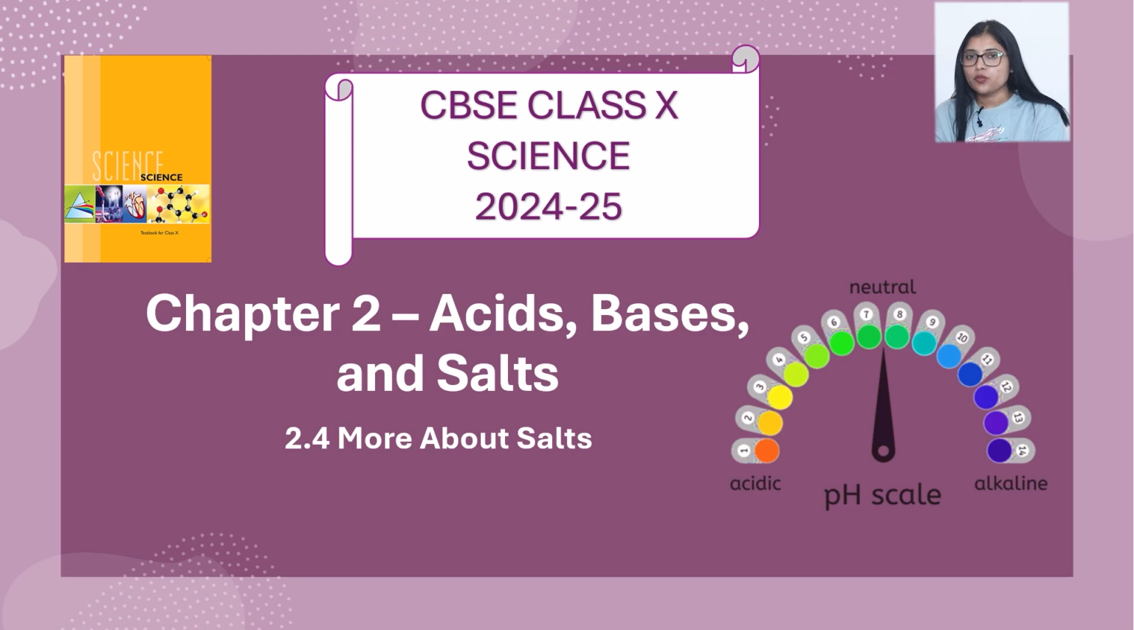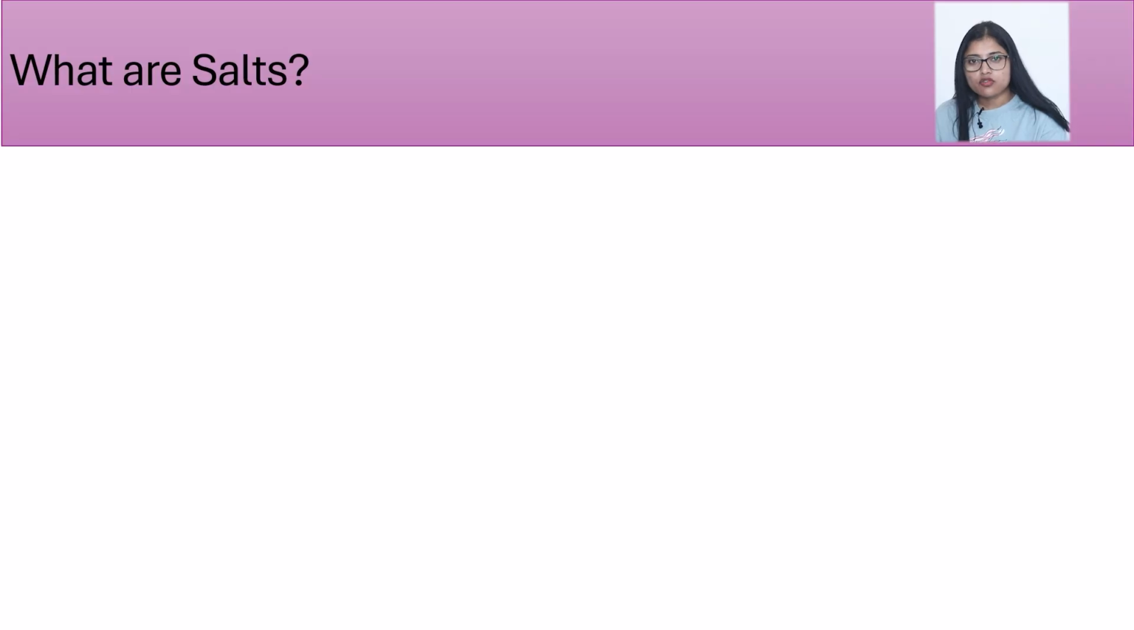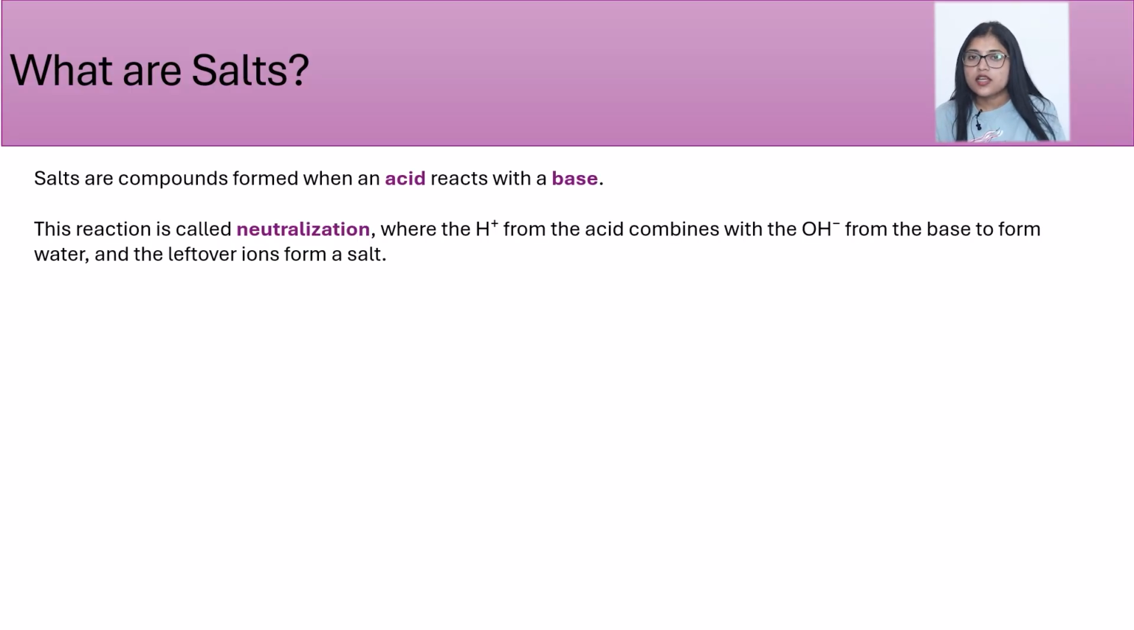In today's video, we are going to learn part 2.4 of chapter 2, where we are going to look further into salts. So what are salts? Salts are the compounds that are formed when an acid and base react together. This particular reaction is called neutralization, where H plus ions from acid combine with OH minus ions from base and form water, and a salt is also formed in this reaction as a leftover or as a precipitate.